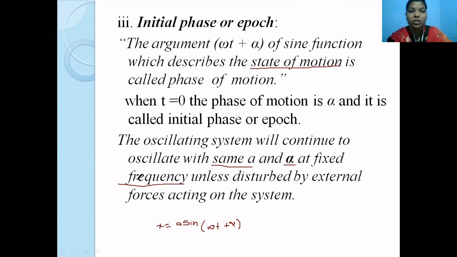The particle will continue to oscillate with the same a, same alpha, and fixed frequency, unless and until it is disturbed by some external forces acting on the system. So all you need to understand is that as long as there are no external forces acting, the amplitude, the epoch, and the frequency of the particle remain the same.